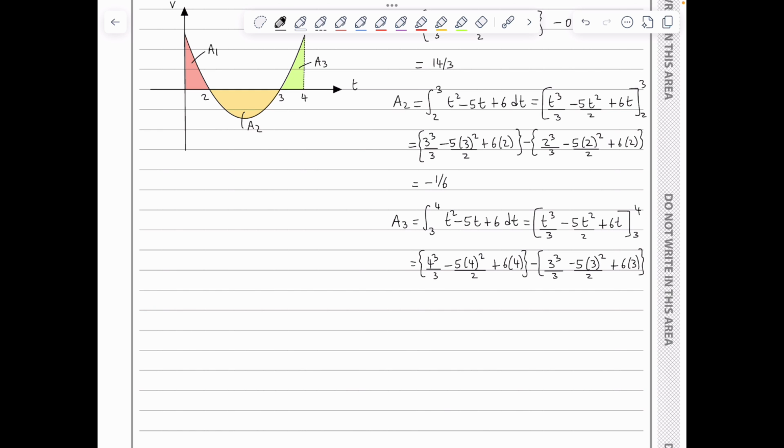Let's plug this on the calculator to get an answer of 5 over 6, and therefore the total distance will be found by adding the three areas up. The negative 1 over 6 will of course become positive 1 over 6. So we're looking at 14 over 3 plus 1 over 6 plus 5 over 6, which gives an answer of 17 over 3 meters for the total distance covered in the first 4 seconds of motion.